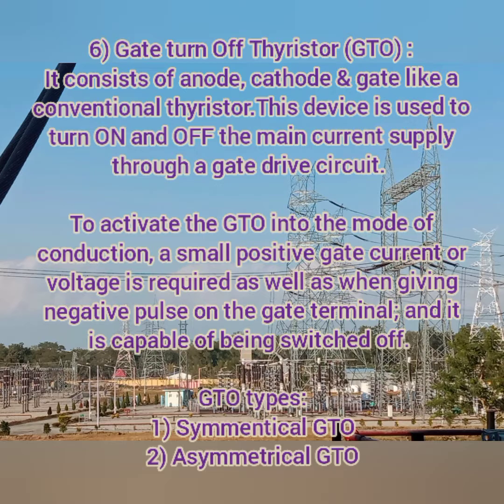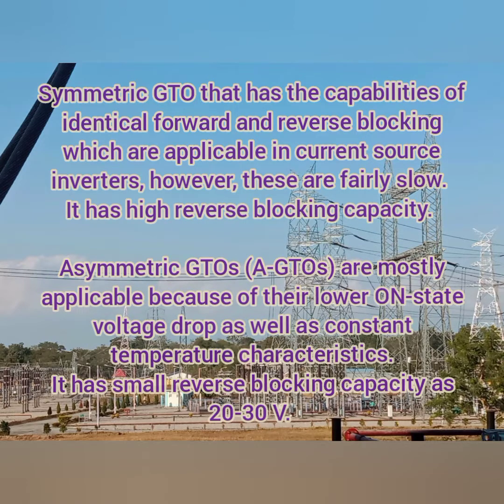So this GTO is divided into two types. One is the symmetrical GTO and another one is the asymmetrical GTO. Normally, in the normal thyristor, the turning off condition is not possible, so manual commutation needs to be done. But in the case of the GTO, the turning off also can be done. But one thing is that during the turning off, it requires a high power of currents.